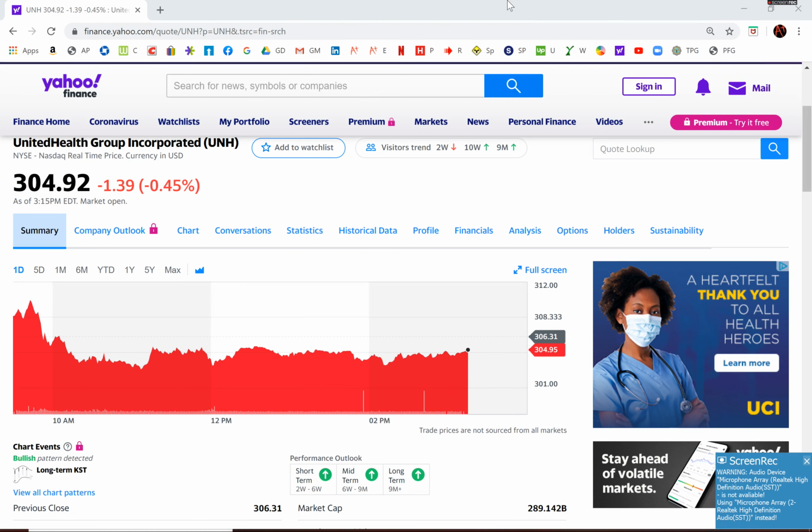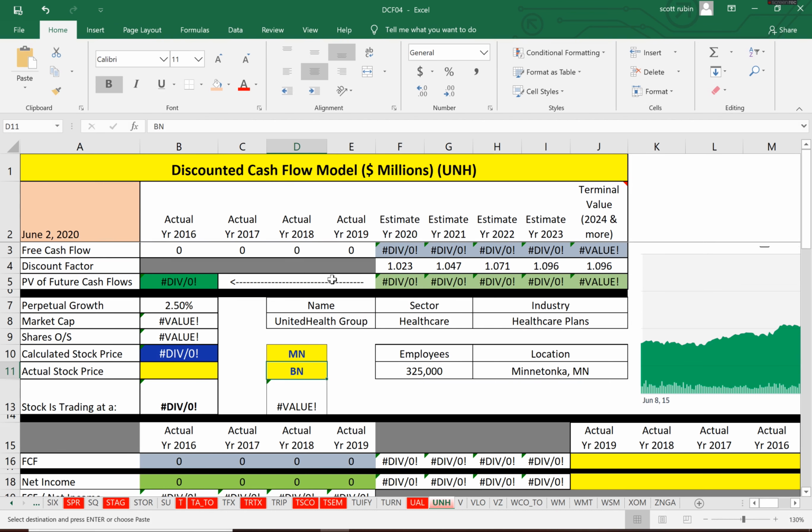We're going to calculate the stock price for United Health Group. First we need the market cap, which is 289.1 billion, and the stock price of 305. Now we know how many shares outstanding, because you take the market cap divided by the stock price, that equals the number of shares outstanding, 948 million.